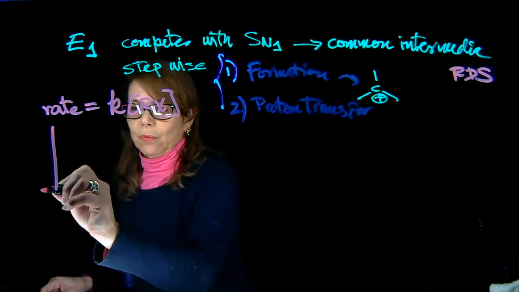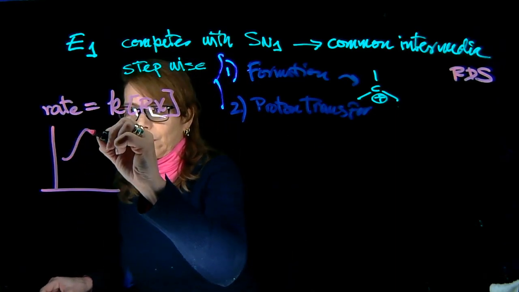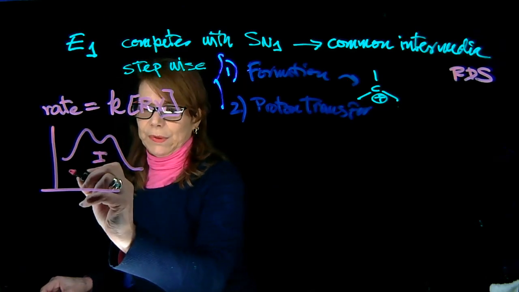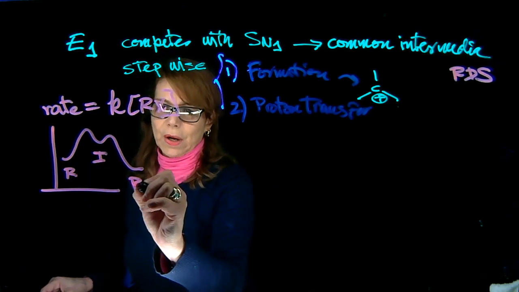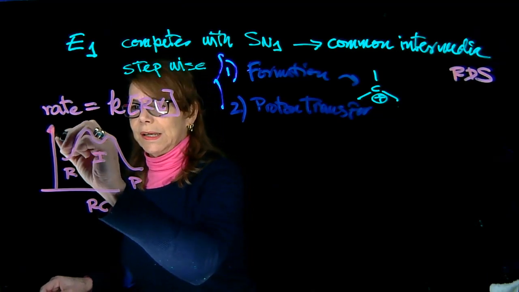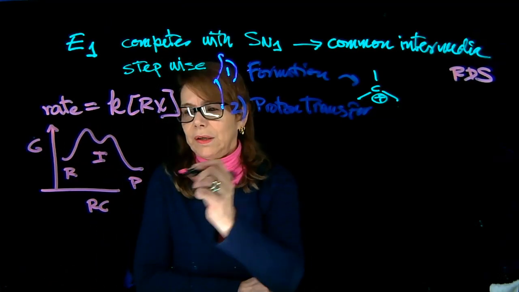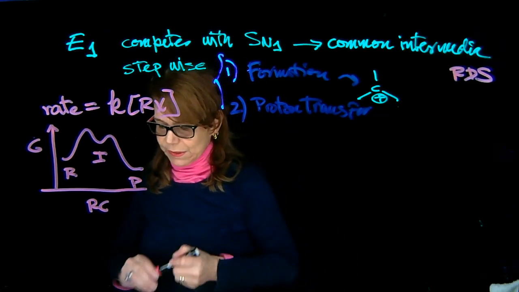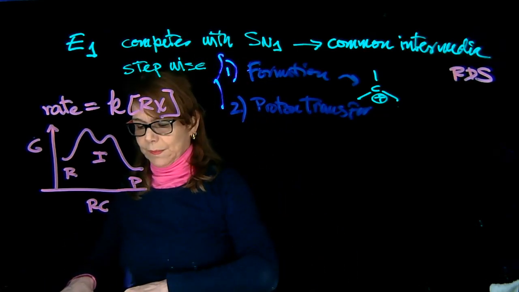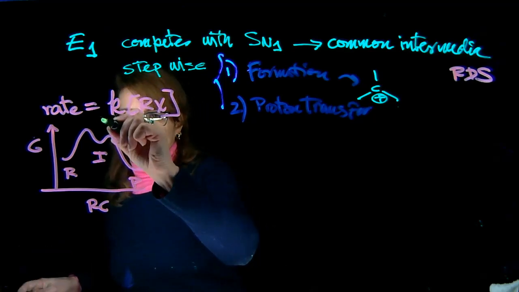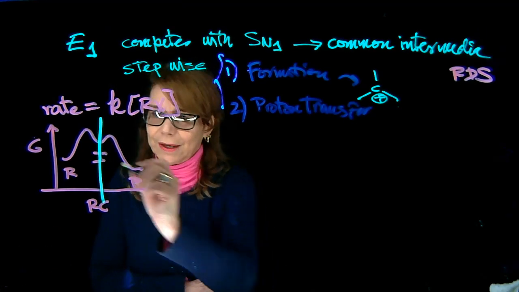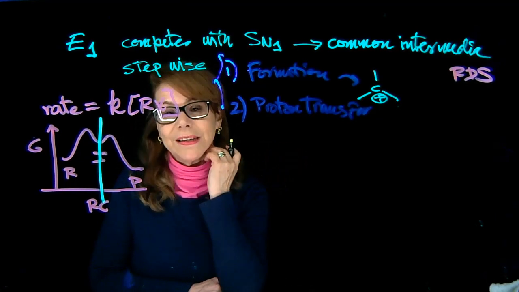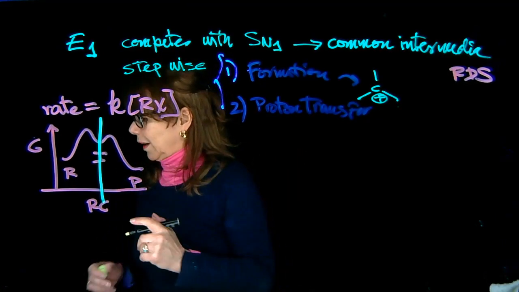So profile-wise, it will be, again, 2 steps. This is your carbocation intermediate, reactants, products, reaction coordinate, that's energy. But the second step is different. The first step is a carbocation formation, so from reactants to that intermediate. The second step is a proton transfer reaction.